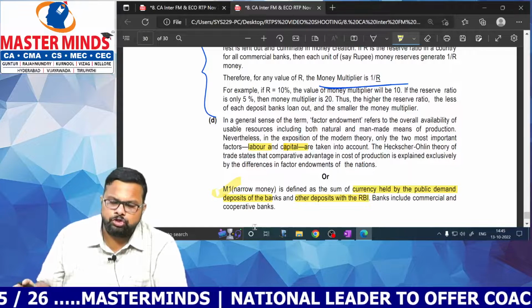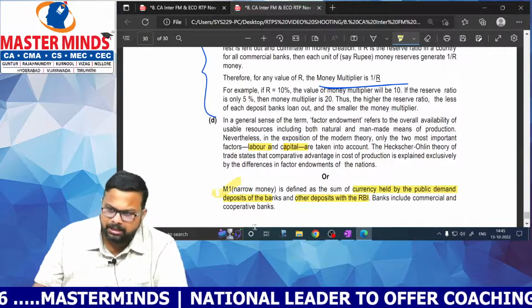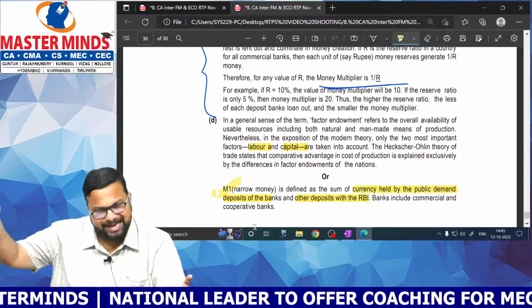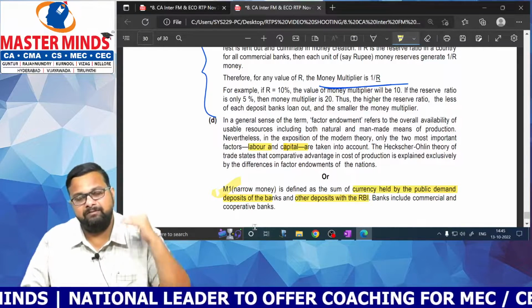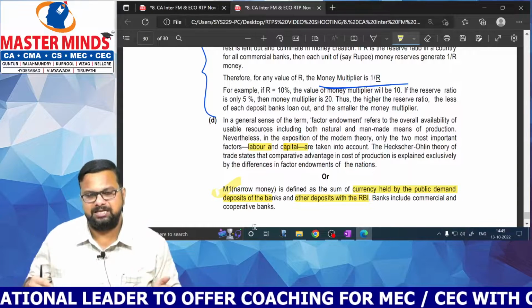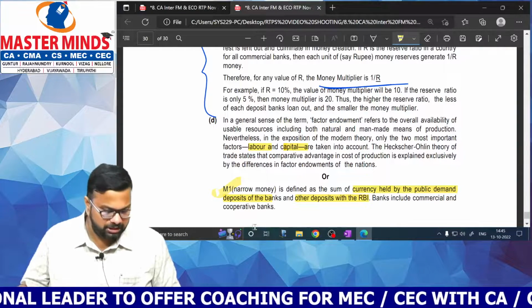So all questions are present in our material, and the same pattern will be there in examination also, and the same standard will be maintained. So if you are thorough with Masterminds material, you can easily answer the question paper and you can secure good marks.